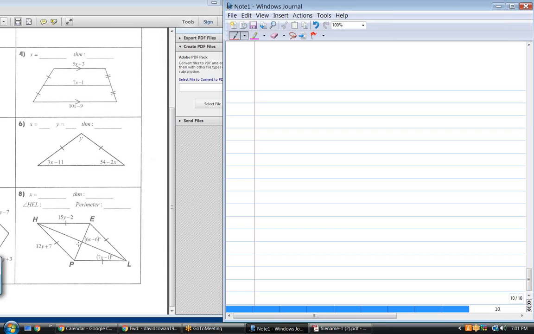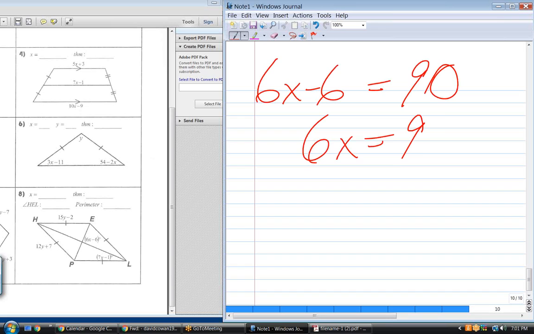In other words, they are perpendicular to one another. We don't really care if they're bisecting at the moment. All we need to do is say that 6x minus 6 equals what? It's equal to 90. So 6x equals 96. X equals 16.